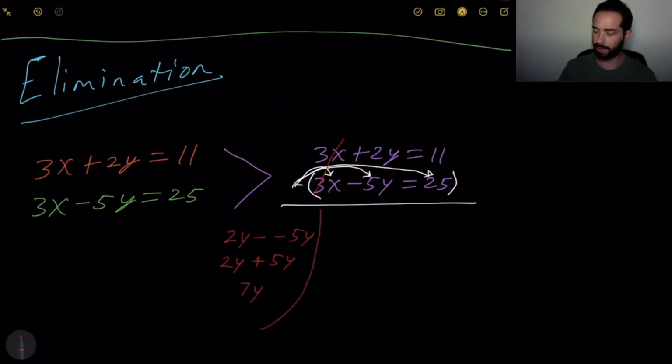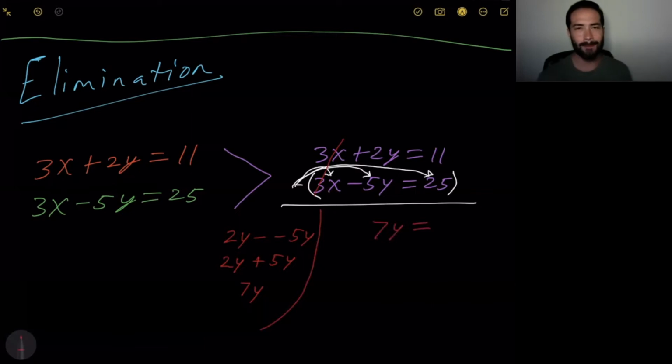So now we're going to rewrite the equation. We have 7y equals, and then we have 11 minus 25.